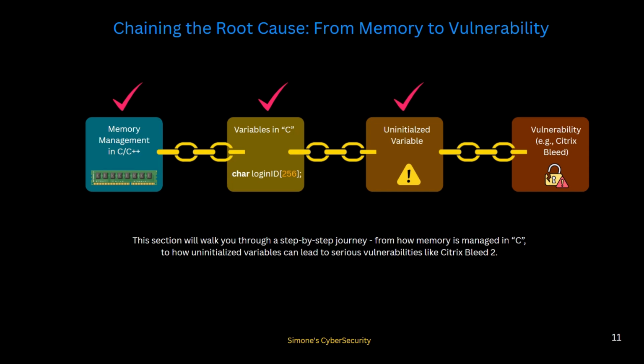Now, if the program accidentally sends this uninitialized data back to the client, it can result in an information disclosure vulnerability. And that's exactly what happened in this case of Citrix Bleed 2. A simple coding oversight led to a serious memory leak. So this slide is just to help you visualize how these programming basics, memory, variables, and initialization, that we are discussing are all chained together and how they ultimately lead to a vulnerability. All right, now let's start at the beginning by discussing memory management on the next slide.